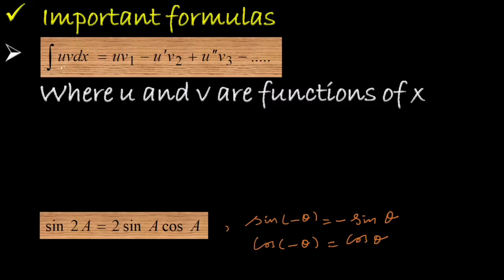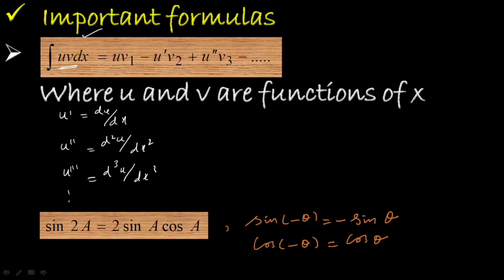Whenever you have the product of functions in terms of x inside the integration, you make use of this formula to find the value of the integral. Here u dash, u double dash and u triple dash etc. represent the successive derivatives of u. That means u dash is nothing but du by dx, u double dash is d square u by dx square, and u triple dash is d cube u by dx cube etc.